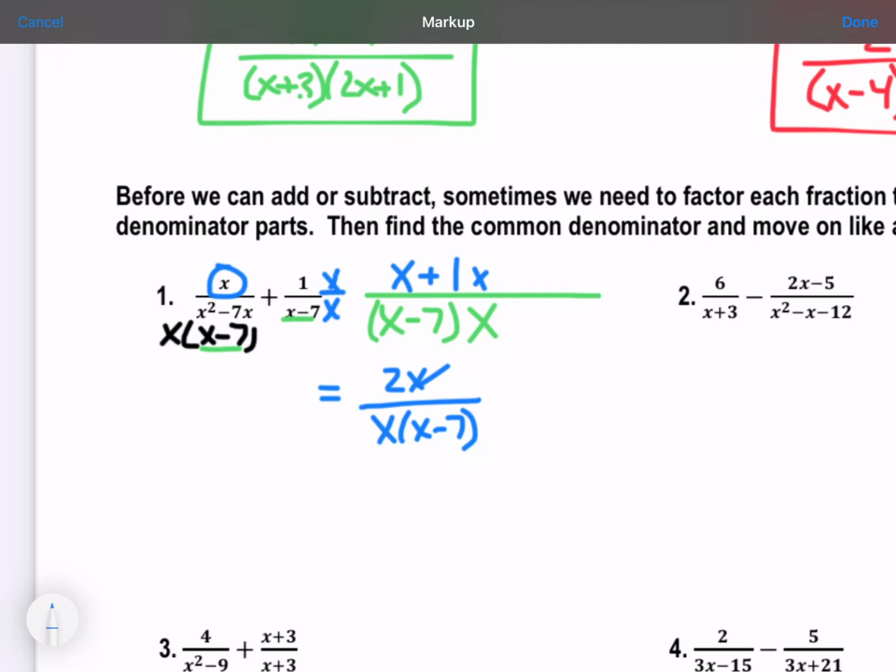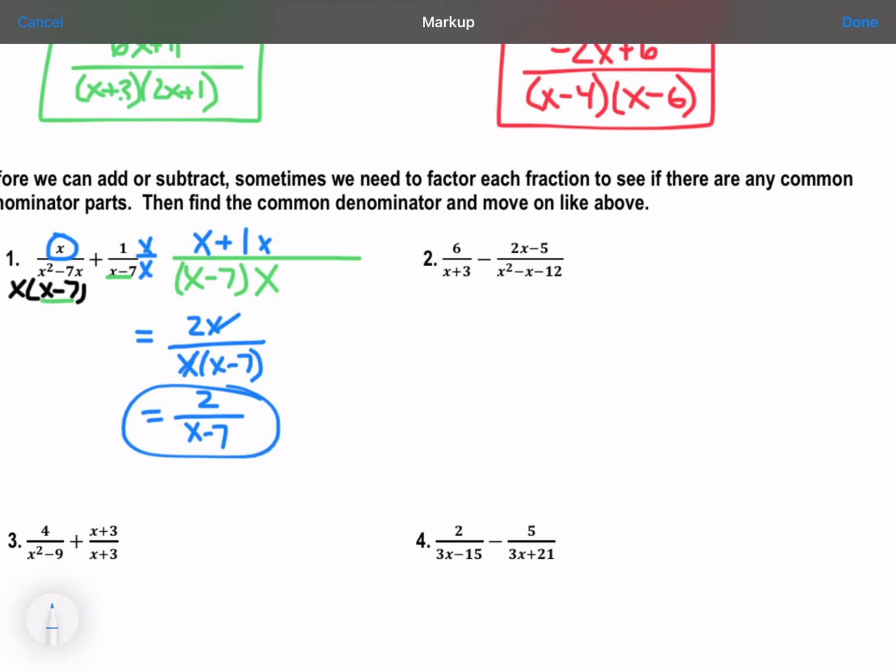We can cancel out the x's. So we get 2 over x minus 7. So that one actually reduces. Doesn't always happen a lot in adding and subtracting.